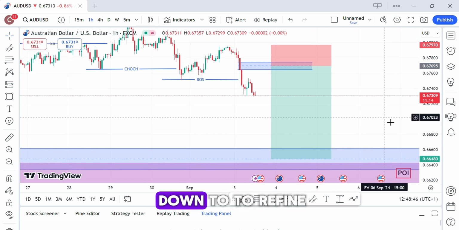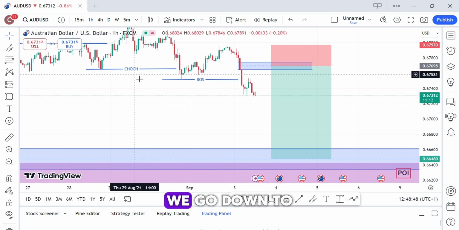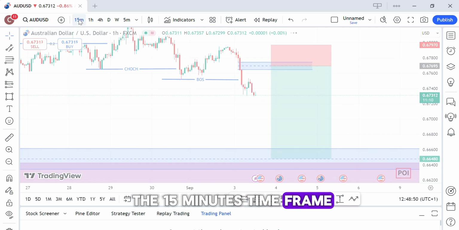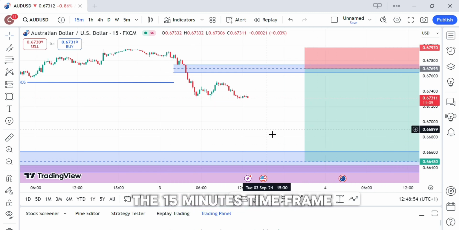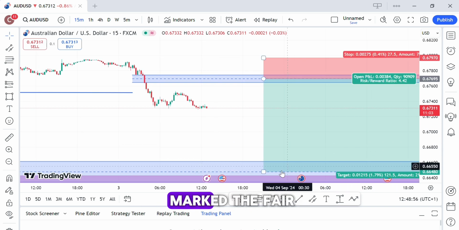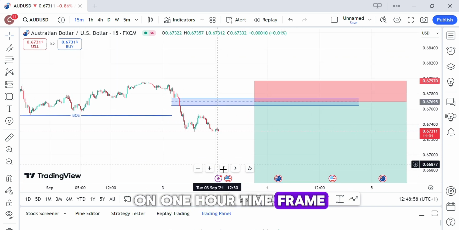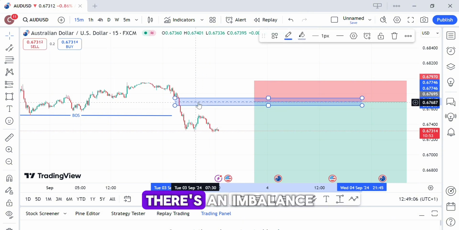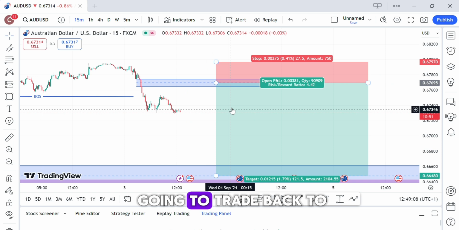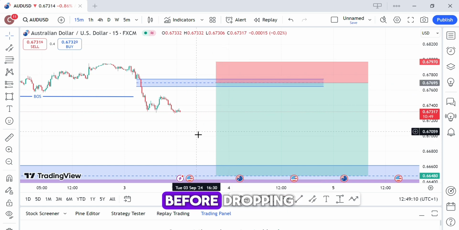Now we'll also go down to refine the entry more. We go down to the 15 minutes time frame to see what it's doing. Okay, the same thing with the 15 minutes time frame. The place where I marked the fair value gap on the 1-hour time frame, there's also a fair value gap there on the 15 minutes time frame. You can see it here. So that is the space. There's an imbalance where price is likely going to trade back to before dropping.